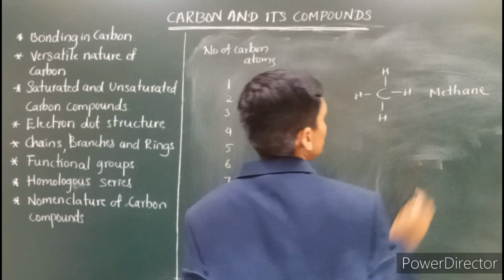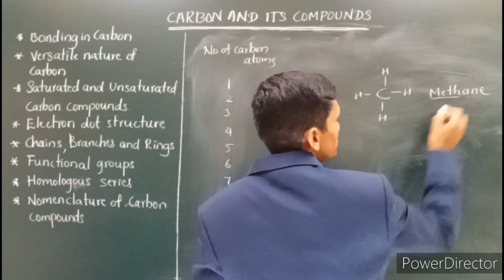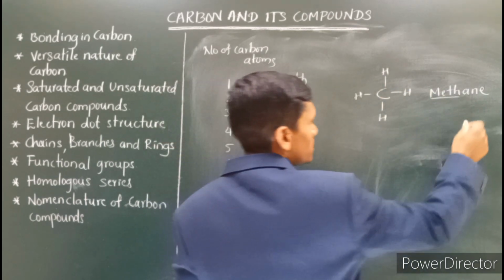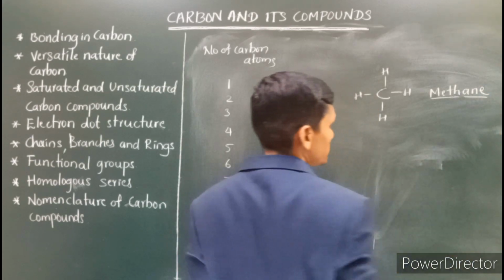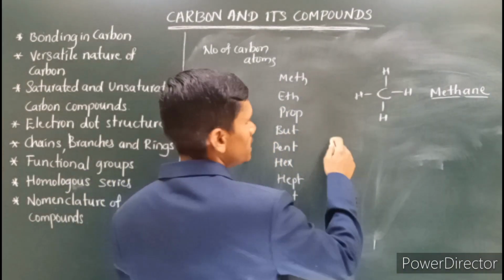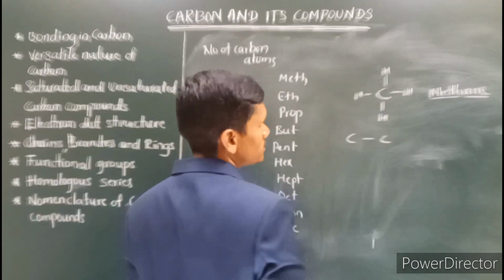Why methane? Since carbon atom is 1, it is meth. Since each hydrogen is making single bond with that carbon, that is ane. Methane, right? This is how we are getting it. If you want to write ethane, ethane means there must be two carbon atoms, right?